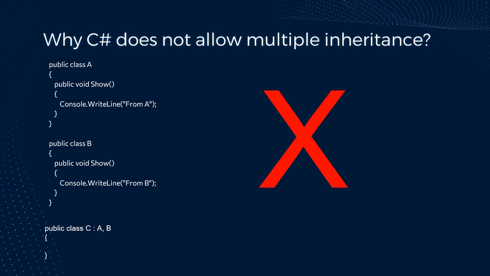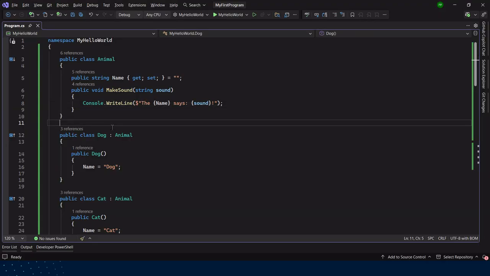So let's quickly jump into the Visual Studio and look at all the above three inheritance in action. Okay, so here I have prepared one program. You can see this is the Animal class and it has two public members. One is the public property Name and another is the public method MakeSound. Inside that we are trying to print the animal name, whatever the name will be, says, and the sound. So basically we will be passing the sound from the MakeSound method's parameter.